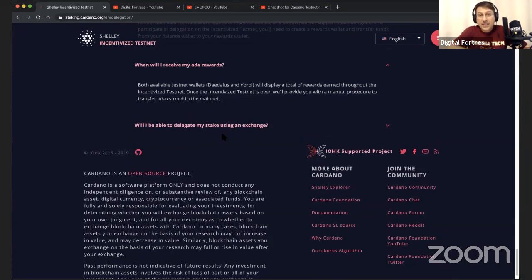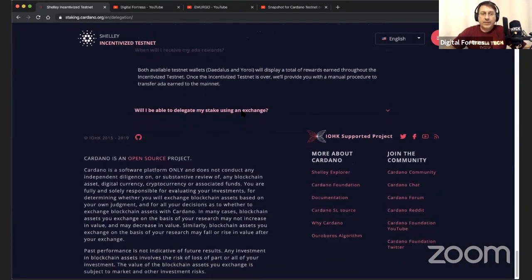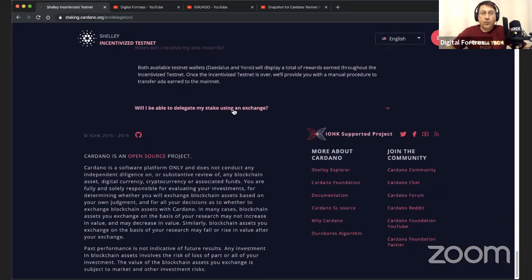When will I receive my ADA rewards? Both available testnet wallets, Daedalus and Yoroi, will display a total of rewards earned throughout the incentivized testnet. Once the incentivized testnet is over, we'll provide you with a manual procedure to transfer ADA earned to the mainnet, okay? So once we're done with testnet, you will get your ADA rewards. It will be a manual procedure.